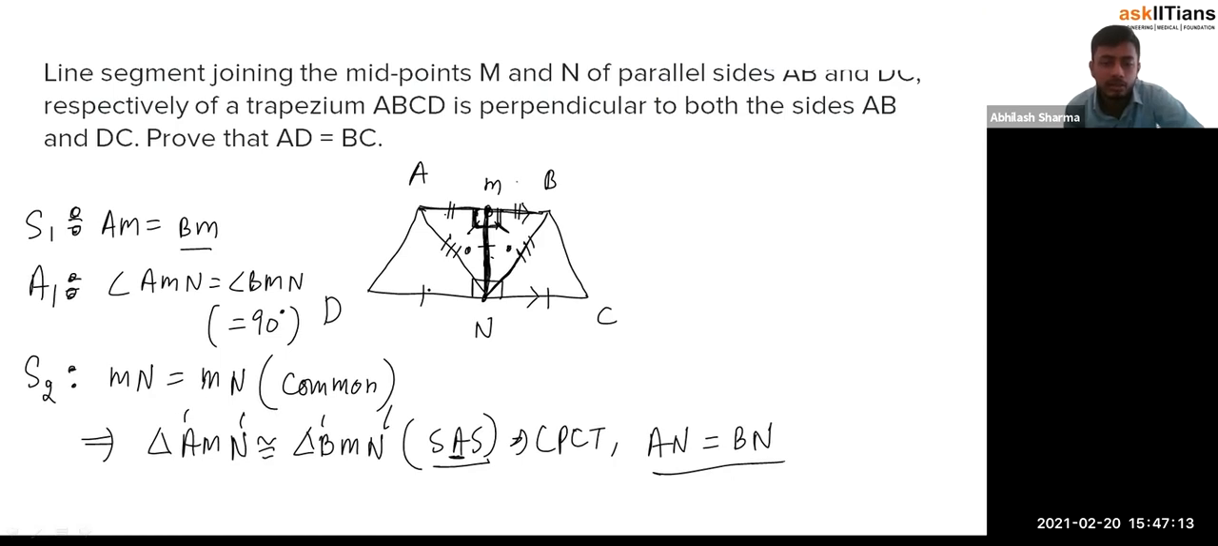Now let us consider, and of course, another thing we can say is that angle ANM must be equal to BNM. So angle B, okay, let us write this down here.